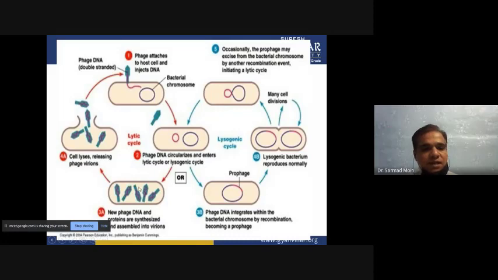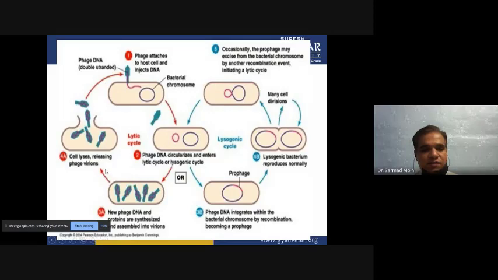Okay, it will replicate and make multiple copies, and it will synthesize the structural components of the bacteriophage and create new phages in the cell. These new phages will be released by cell lysis. So the bacterium which has the phage DNA infection will die because the cell wall and plasma membrane rupture. All the contents of the bacteria will come out, and new phages will be released into the environment so that they can infect new cells.